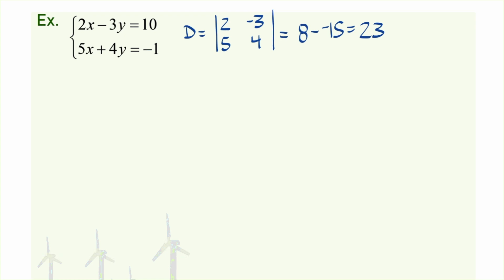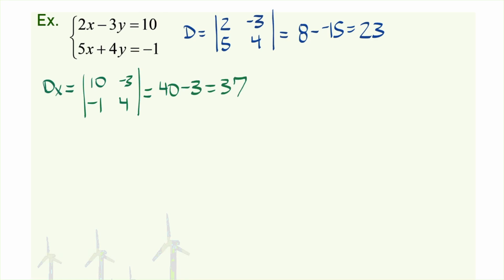To calculate Dx, I'm going to replace my x coefficients with my constant terms, the 10 and negative 1 right here. And then the y coefficients stay the same. So I get 40 minus 3, Dx is 37. So I can just go ahead and calculate x. It's 37 over 23 because it's Dx over D.